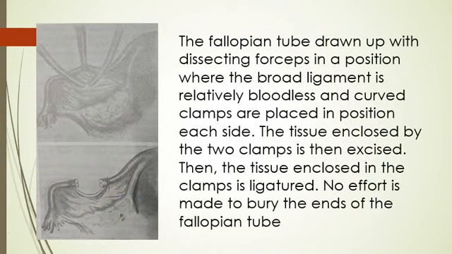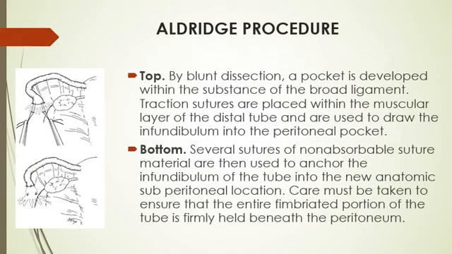Then there is the Aldridge method, in which by blunt dissection a pocket is developed within the substance of the broad ligament. The traction sutures are placed within the muscular layer of the distal tube and are used to draw the infundibulum into the peritoneal pocket. After creating a pocket over here, the traction sutures are placed within the muscular layer and they are used to draw the infundibulum into the peritoneal pocket, and this shows the end result.